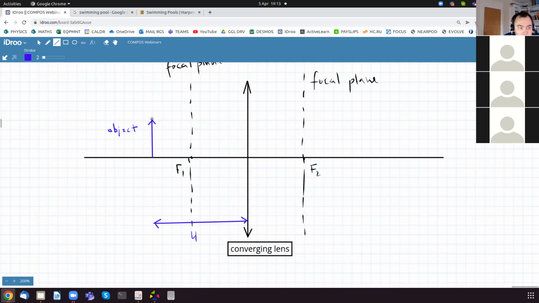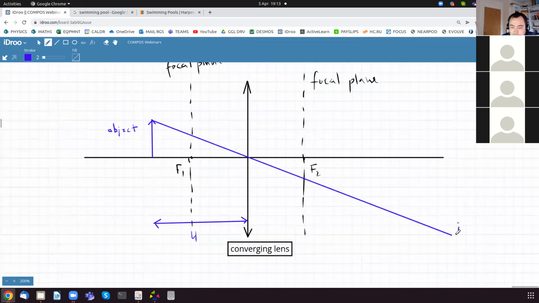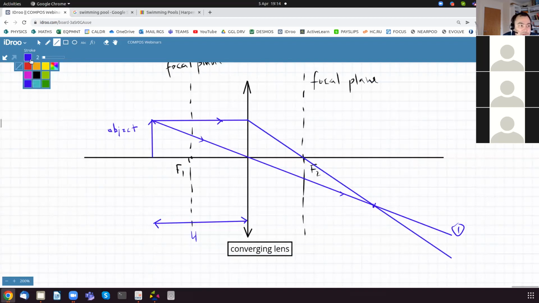If you draw a ray, the first ray always goes through the center of the lens without being refracted. This is the first principal ray. The second principal ray goes parallel to the main optical axis and then goes through the focal point. The point where they meet is the position of the image. So this is the image.